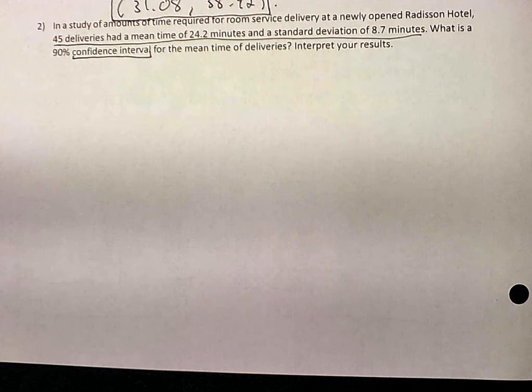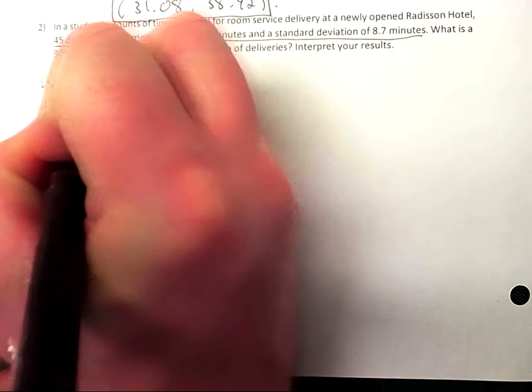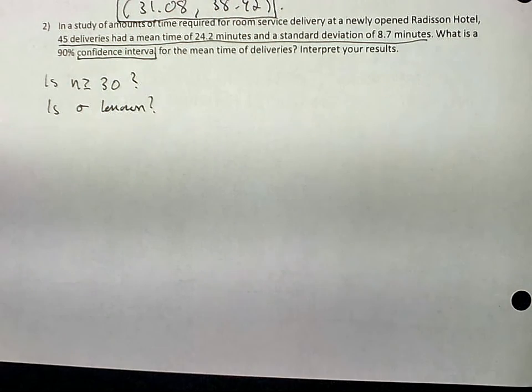All right, we're trying to do confidence intervals, right? Now that we're trying to do a confidence interval, what's always our first step whenever we do confidence intervals? Good. We're going to ask those two questions. Is n greater than or equal to 30, and is sigma known? That's always going to be our first two questions.